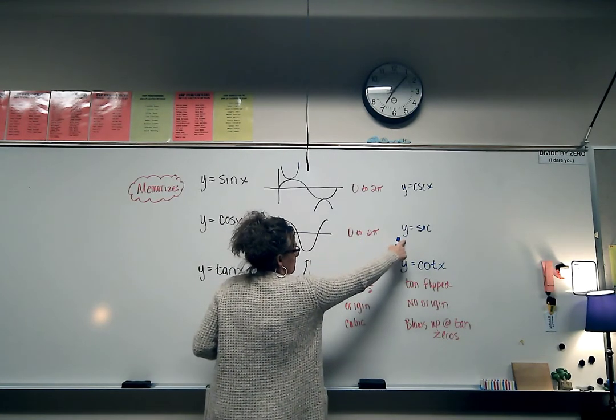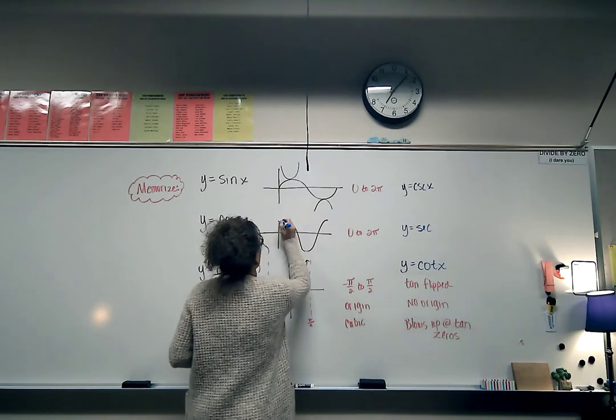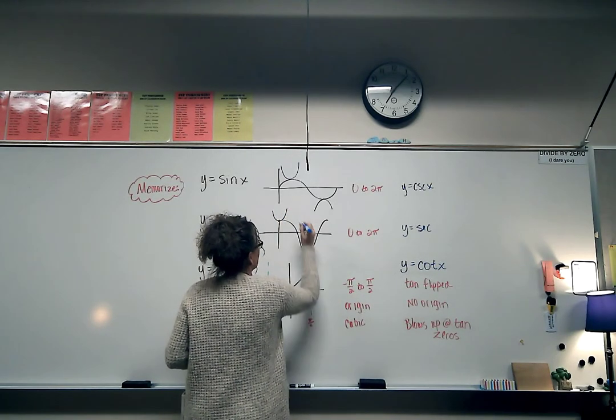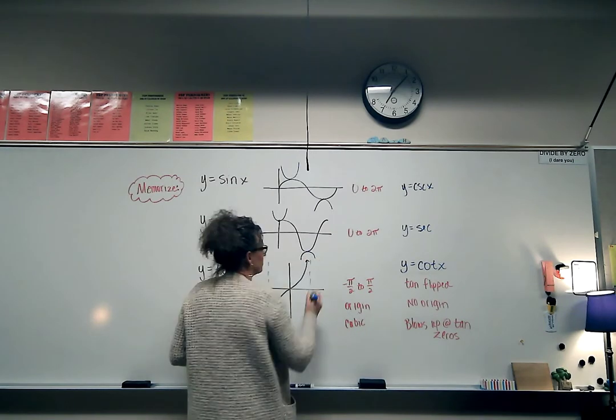Secant, what do you need to remember? Not much. Just pair it with cosine. Every time cosine peaks, draw a u. Valleys, draw a u.